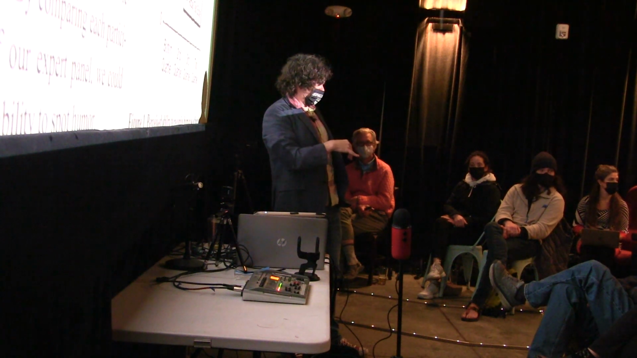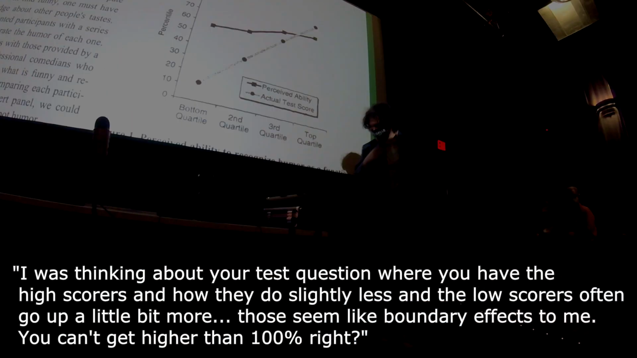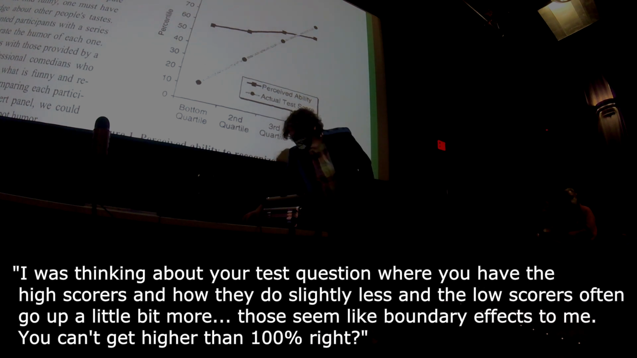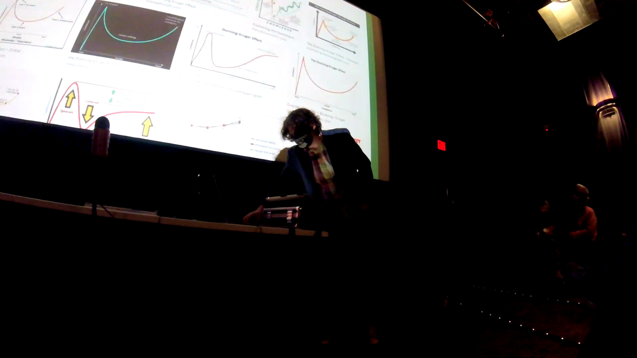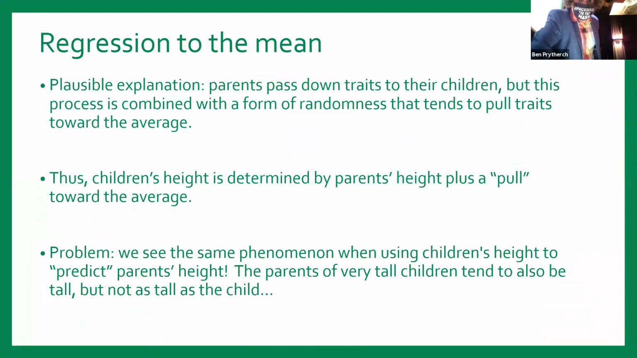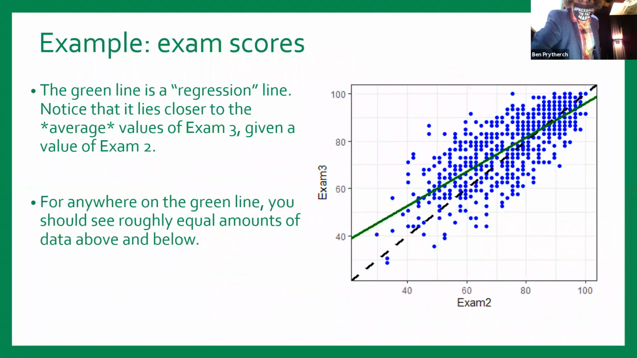More questions? I was thinking about your test question. When you have the high scorers, they do slightly less, but the low scorers initially often go up a little bit more. Those seem like boundary effects to me. Oh, certainly. Make it higher than 100%. Absolutely. The comment here, which you're absolutely correct, is that there's clearly a boundary effect.